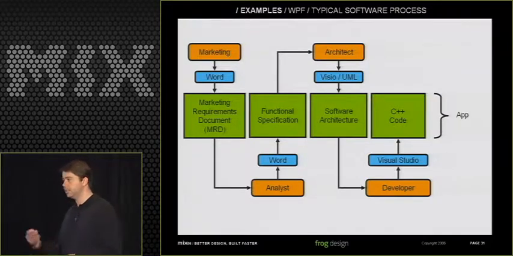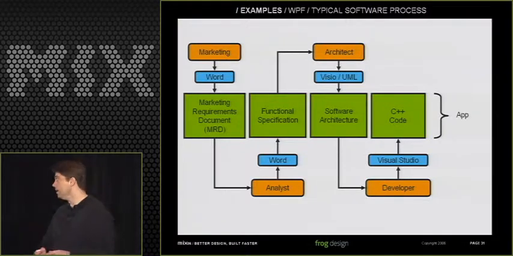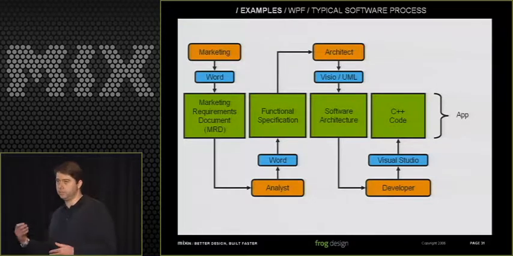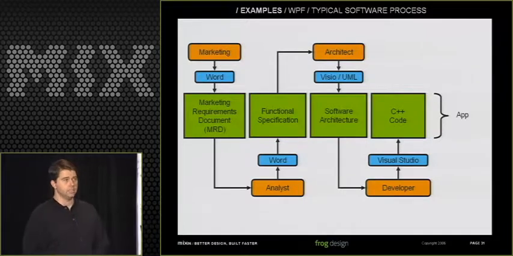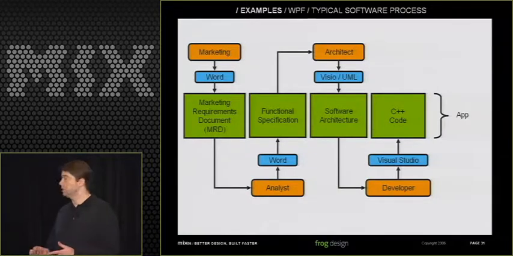And that may lead to a technical architect who's going to take that and create a software architecture using a tool like Visio or UML. And then that software architecture is going to go to a team of developers who are going to use a development tool like Visual Studio to create the application code in C++. And then you end up with the app, and that's basically it.